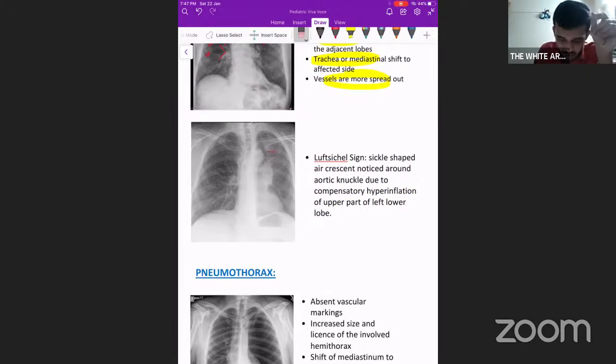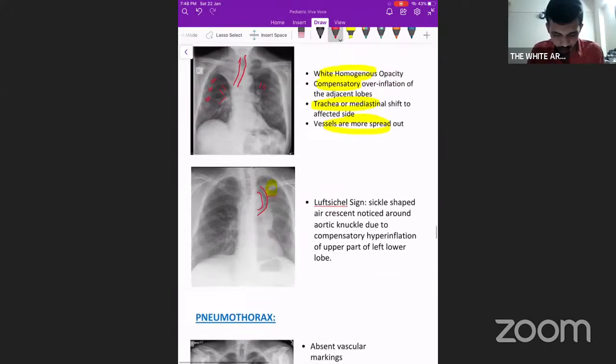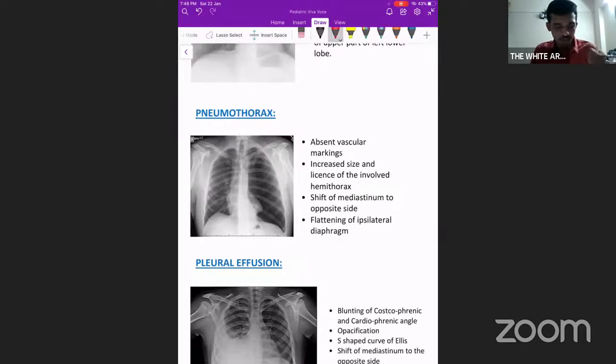I'll again explain it clearly. I only went wrong; I only got confused. There is collapse of the left upper lobe, as you see over here, and there will be compensatory hyperinflation of the left middle lobe or the lingula and the left lower lobe. When that happens, there is a radiolucency around the aortic knuckle. So in left upper lobe collapse, you will have the Luftsichel sign. Okay, fine. So that was to deal with the collapse.